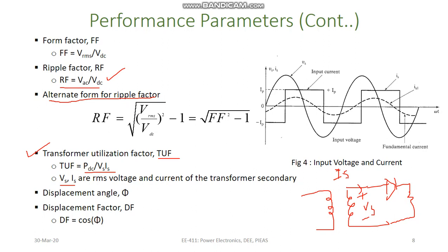The next we have is the displacement angle phi. This is the angle between the fundamental component of the current and the voltage Vs, and the cosine of this displacement angle is known as the displacement factor.